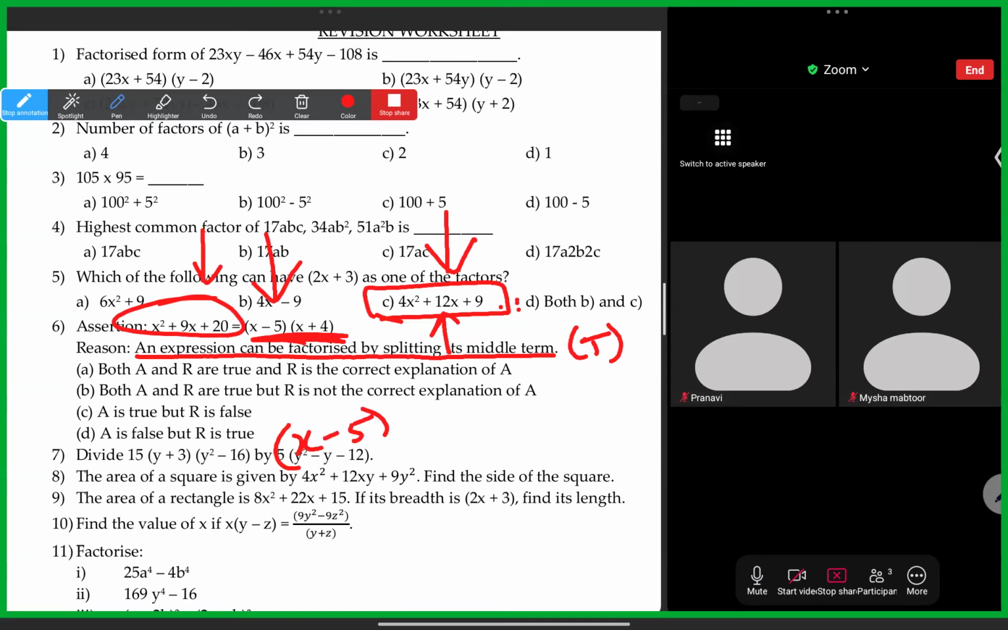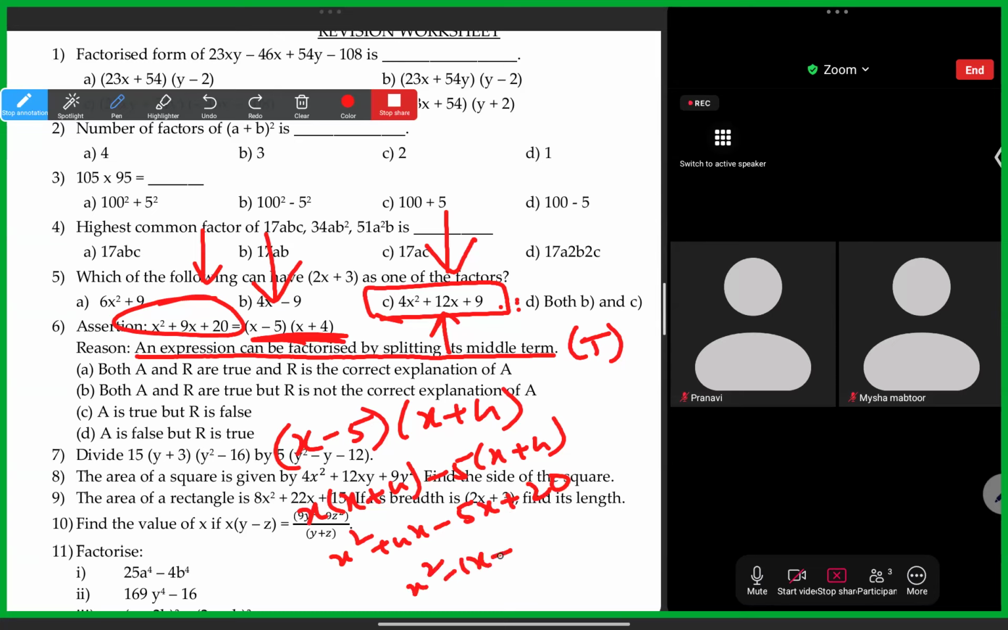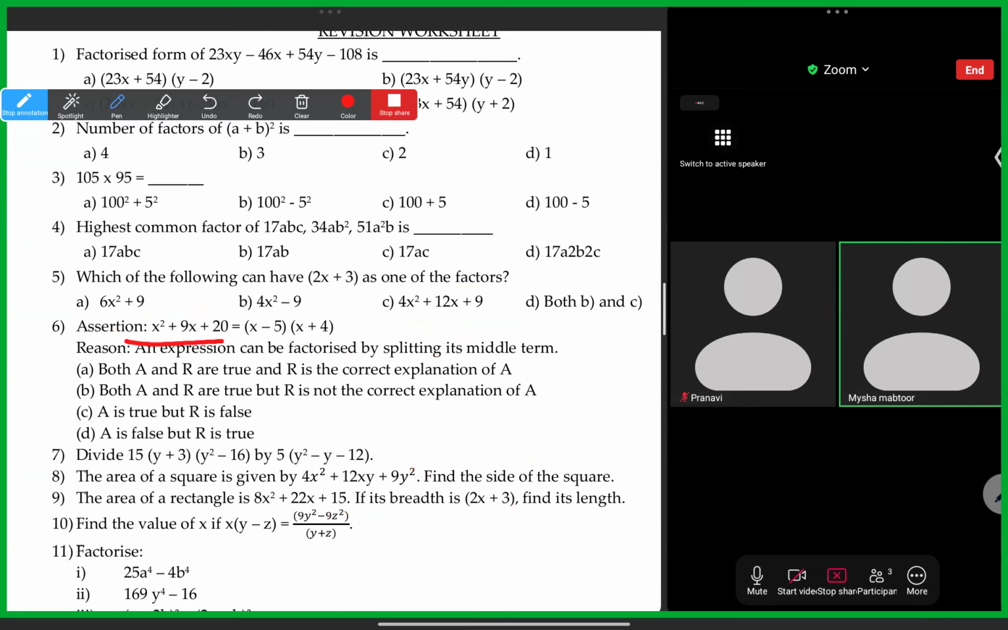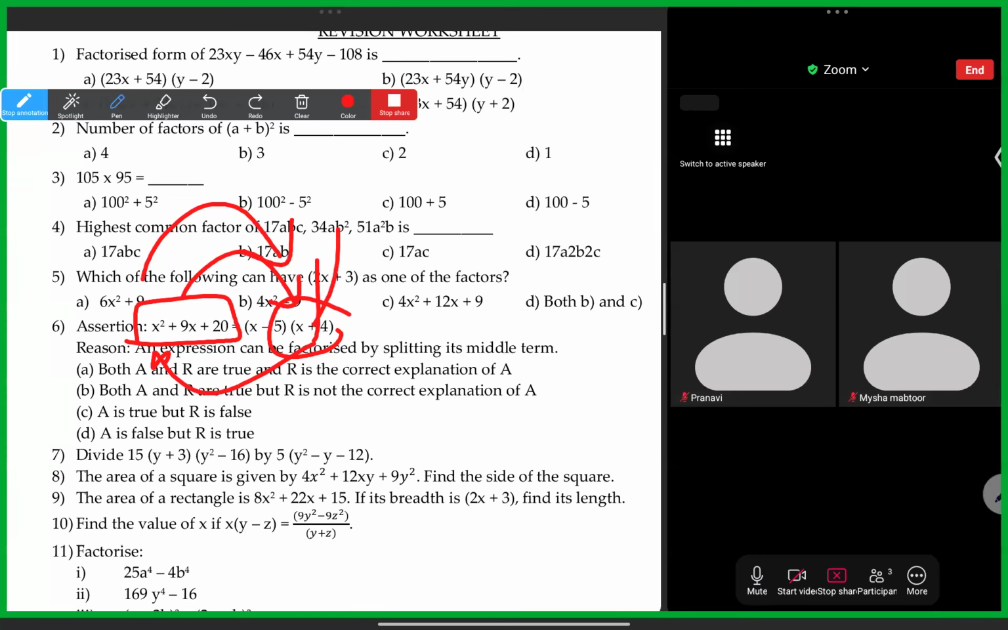X minus 5 into x: so x into x plus 4 minus 5 into x plus 4. X square plus 4x minus 5x minus 20. So x square, you can see here 4x minus 5x is minus 1x. The answer should have plus 9x here, but we got minus 1x. So that's why it is wrong. And yes, sir, if you do factorization of this also, we will not get this. I did multiplication from right side to left side, but if you factorize from left side to right side also, we will not get this. So this is false. This is true.